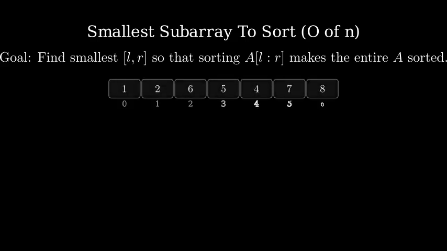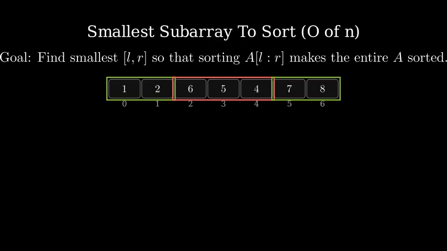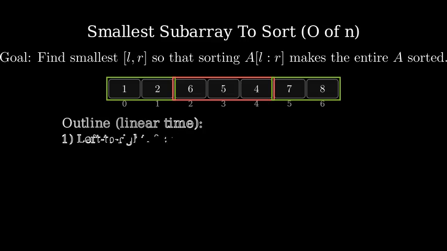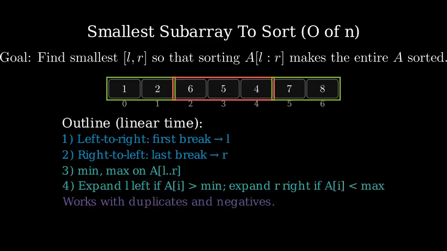Intuition. Most arrays that are almost sorted look like this. The left part is tidy, the right part is tidy, and the messy middle is out of order. We want to detect exactly where that messy middle starts and ends, and then expand it to include any values on the left that are bigger than the middle's minimum, or any values on the right that are smaller than the middle's maximum. The linear algorithm uses 4 ideas.